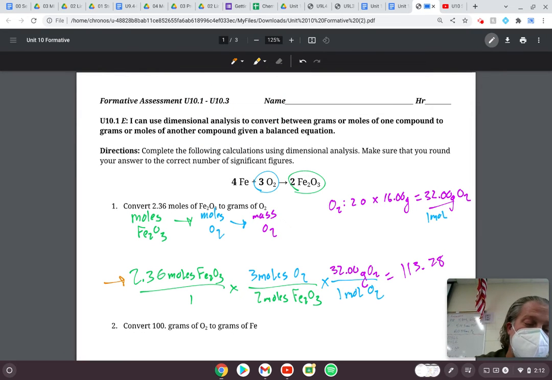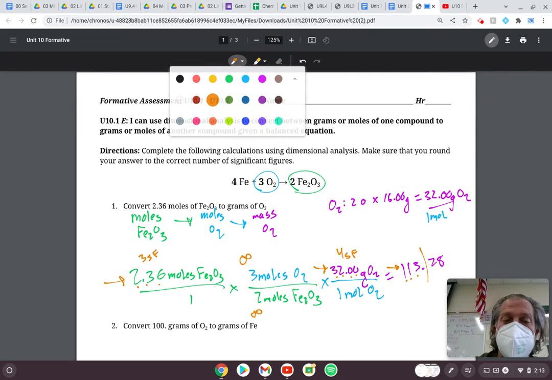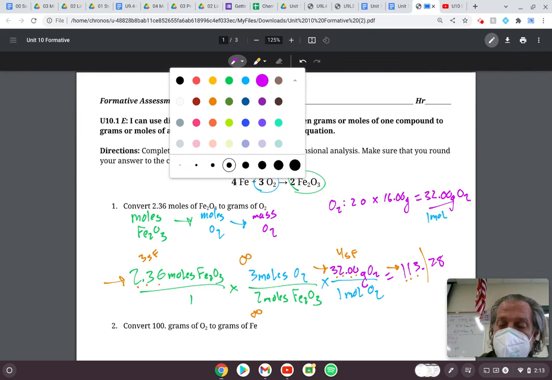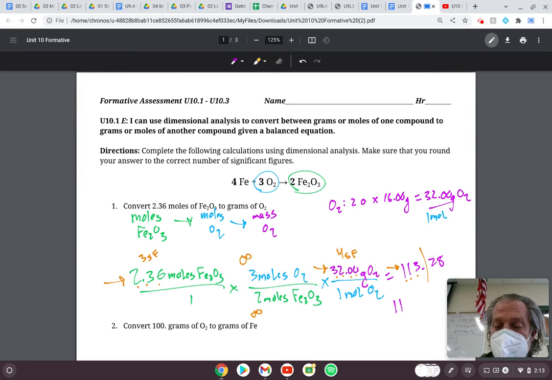I'm going to draw this arrow and count 1, 2, 3. That's 3 sig figs. These both have infinite sig figs. This value here is 1, 2, 3, 4 sig figs. So I'm going to need 3 sig figs. So 1, 2, 3. This 2 does not round the 3 up. So my final answer here is going to be 113 grams of O2.